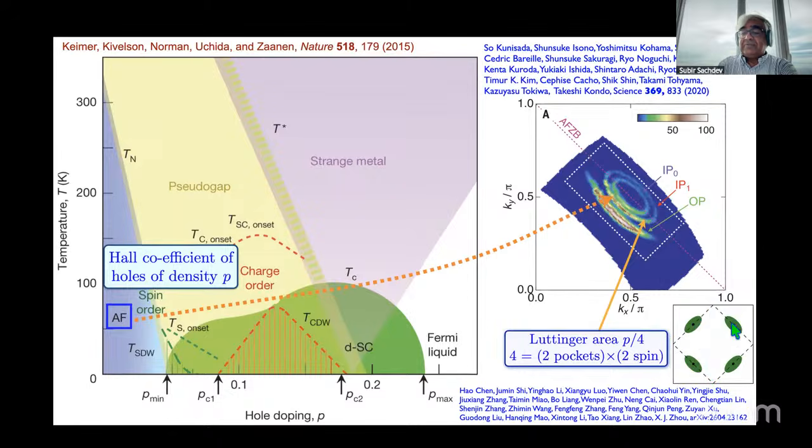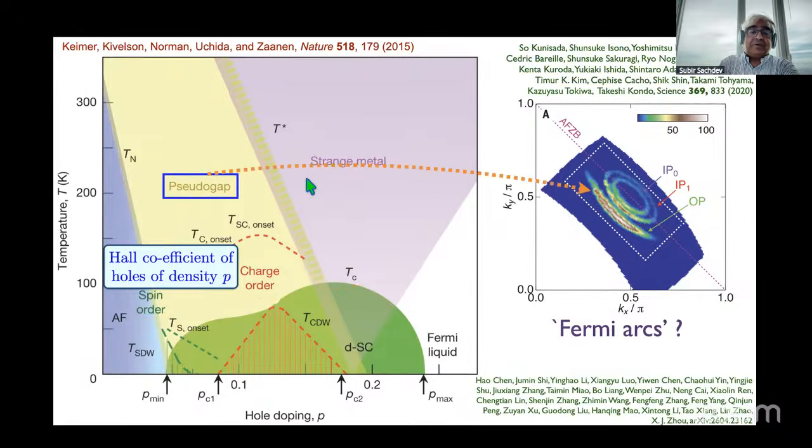So you have these, it seems like 4 hole pockets, but actually there's only 2 because these 2 are the same as that in the antiferromagnetic Brillouin zone. So there's 2 pockets and 2 for spin. That should give you a degeneracy of 4, and therefore the area of this should be p over 4, and that also works very well. All right, so that's kind of the end of things that work very well in simple standard theory.